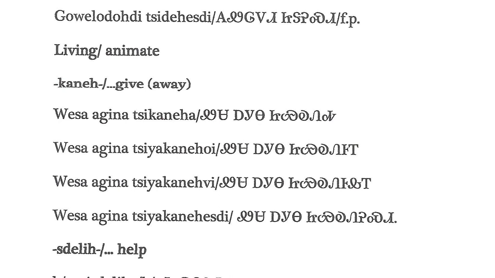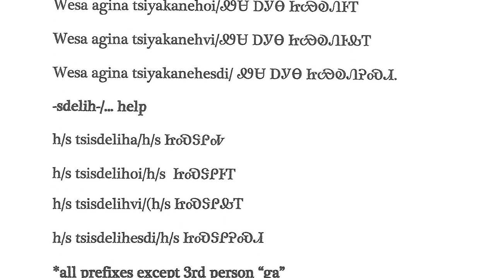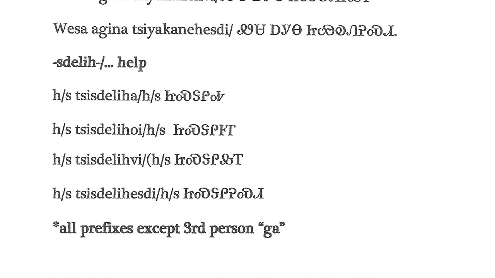Wesa, agina. I gave him a kitten, past tense. Wesa, agina. When a mother cat has her kittens, I'm going to be giving him or her a kitten. That's future progressive. Okay. The other is staley, to help. That's when somebody helps one another. It's still animate, okay? He or she, gee, staley, huh? I'm helping that person, he or she, right now, present tense. He or she, gee, staley, ho, eh? I'm always helping that person, he or she.